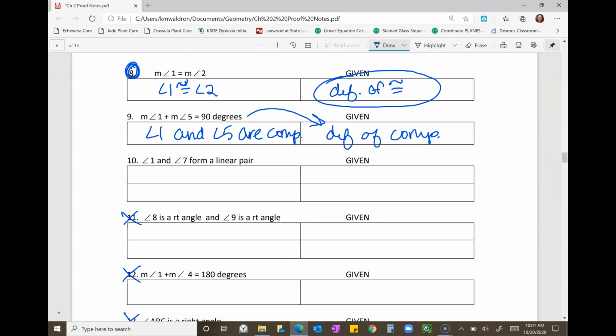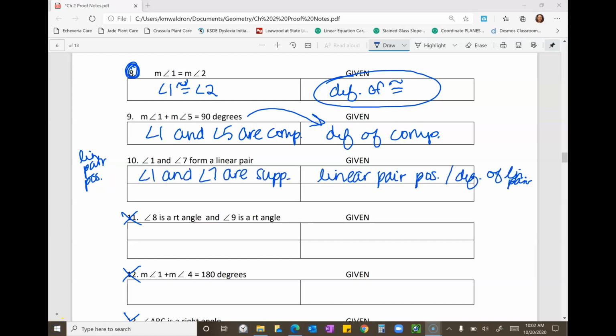So for 10, I know that 1 and 7 are a linear pair. So by looking at my linear pair postulate, I can figure out what to put on the next 2 lines. So go ahead and look at your linear pair postulate and then come back and see if your first line here matches mine. Okay, so the linear pair postulate suggests that because they're a linear pair, they have to be supplementary. So that's going to be my next statement. My reason is due to the linear pair postulate, which is what you looked up, or you could also say that's also the definition of linear pair. So it really just depends on which one you use. They're both correct in my opinion.